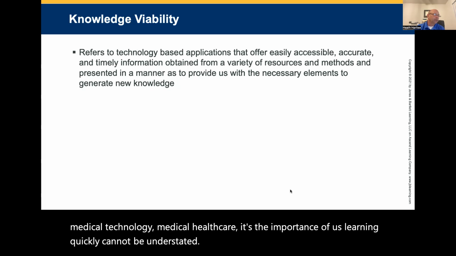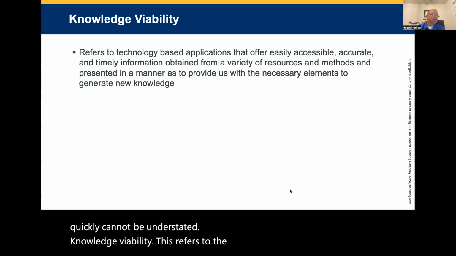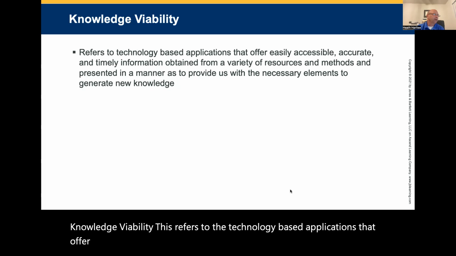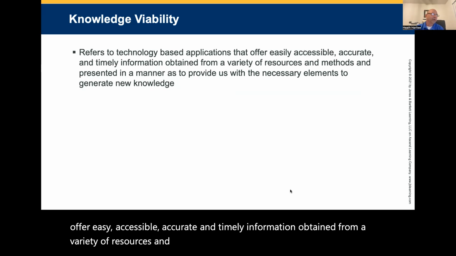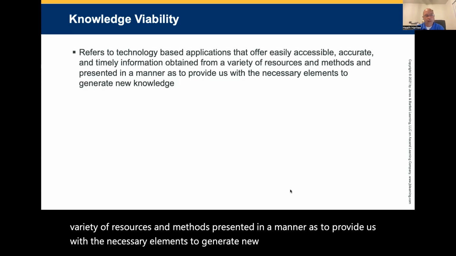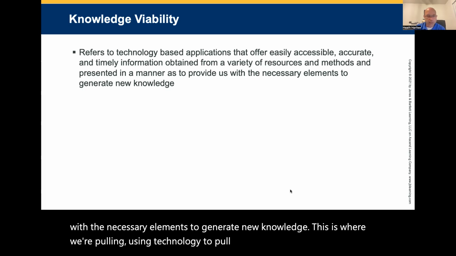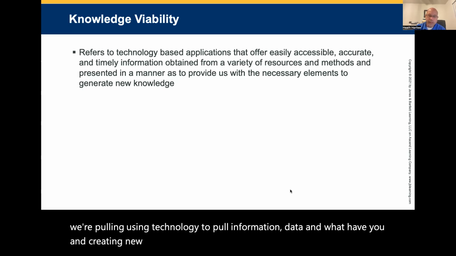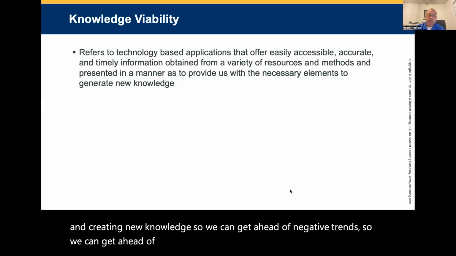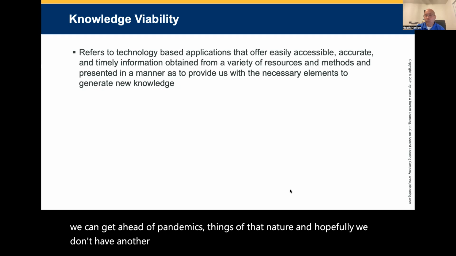Knowledge viability. This refers to the technology-based applications that offer easy, accessible, accurate, and timely information obtained from a variety of resources and methods, presented in a manner as to provide us with the necessary elements to generate new knowledge. This is where we're using technology to pull information, data, and what have you, and creating new knowledge so we can get ahead of negative trends, we can get ahead of pandemics, things of that nature. And hopefully we don't have another pandemic, but you just never know.